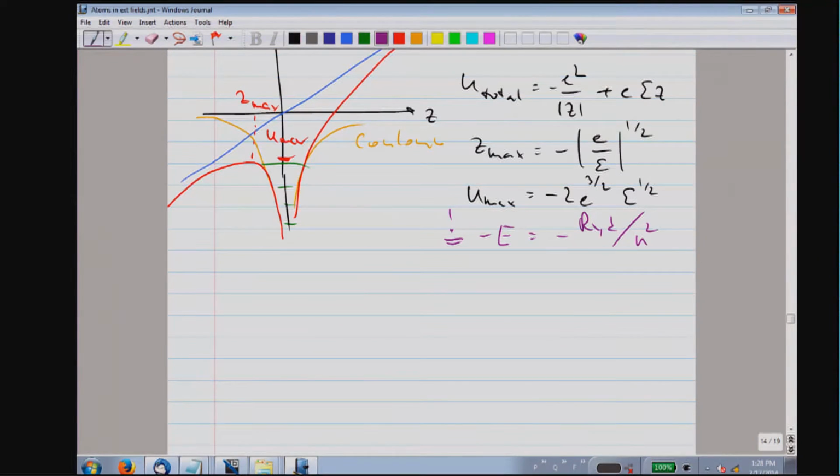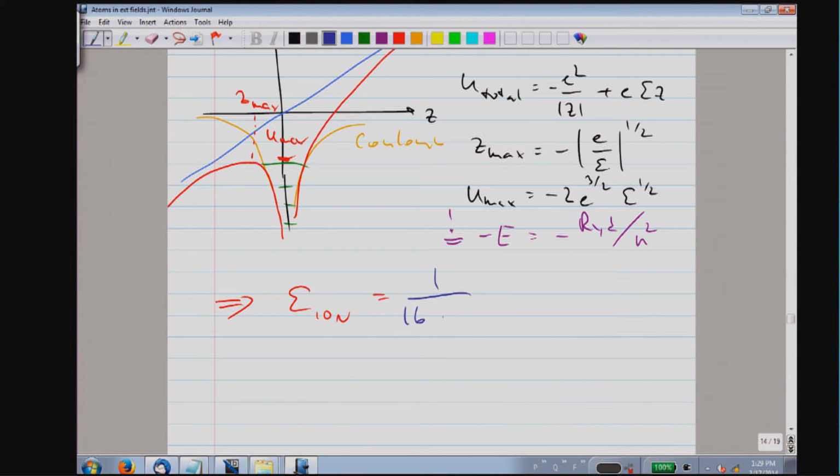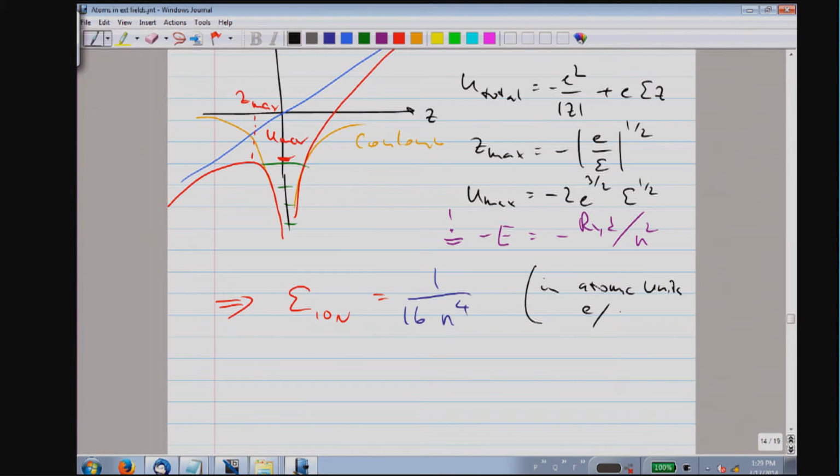And this is a famous scaling which can be found in many textbooks, that the critical electric field for ionization equals, and that's the beauty of atomic units, 1 over 16 n to the 4. Beautiful formula derived from the saddle point criterion. Of course, if you do the derivation, it's in atomic units, which means in units of the atomic unit of the electric field, which is e over the Bohr radius squared.